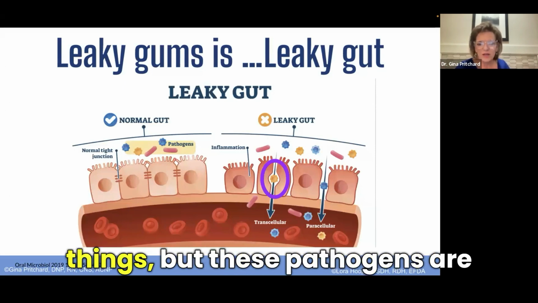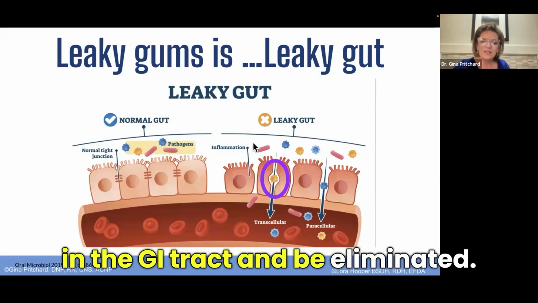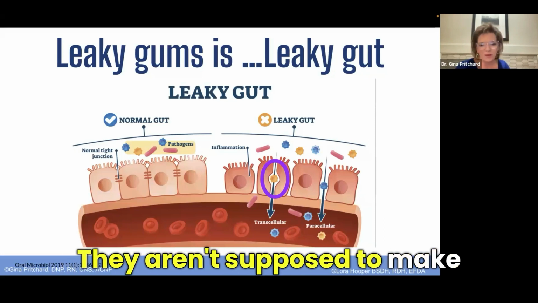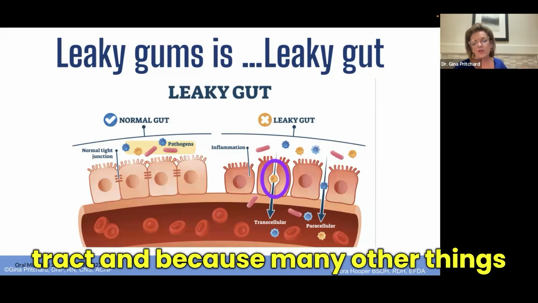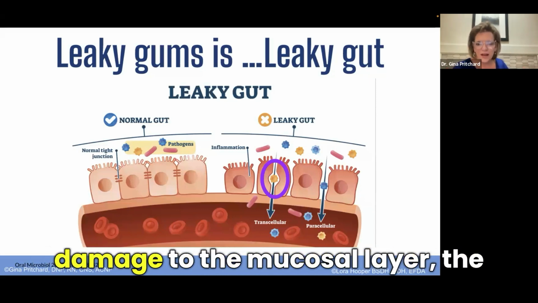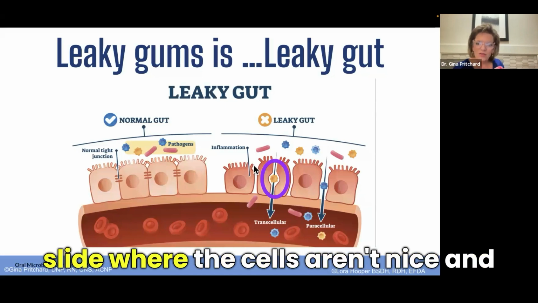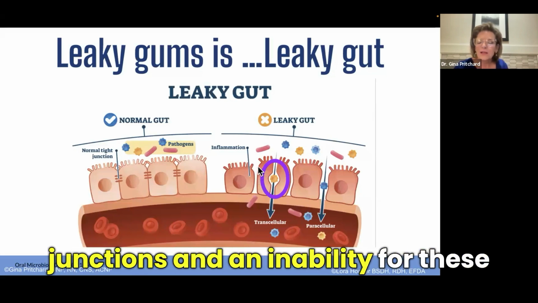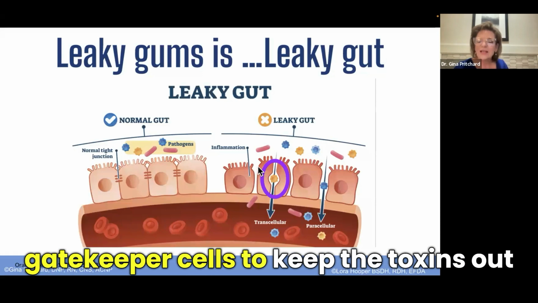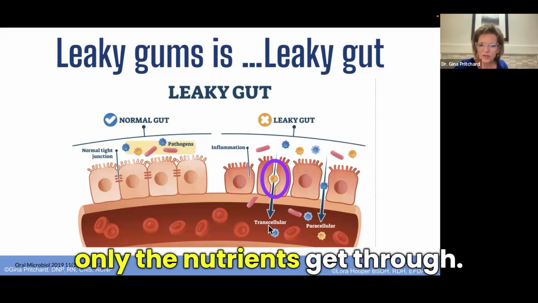It could be a whole host of things, but these pathogens are supposed to go on downstream in the GI tract and be eliminated. They aren't supposed to make their way into the bloodstream, but because they cause damage to the GI tract, and because many other things we do in our lifestyle contribute to damage to the mucosal layer, the epithelial cells, and these villi, then it looks more like the right side of the slide, where the cells aren't nice and tight together, and there are wide open junctions and an inability for these gatekeeper cells to keep the toxins out and only allow the nutrients through. When it's working beautifully, only the nutrients get through.